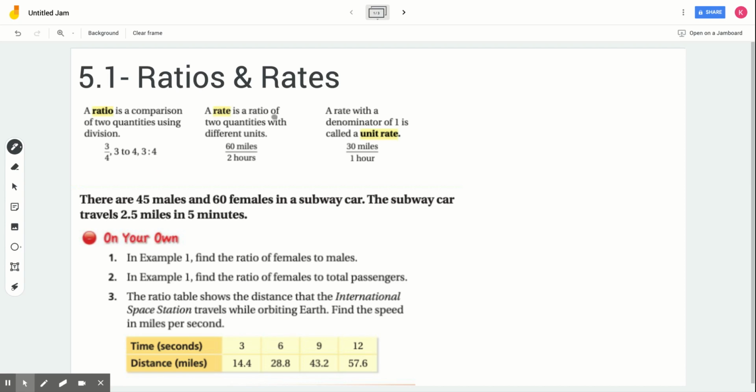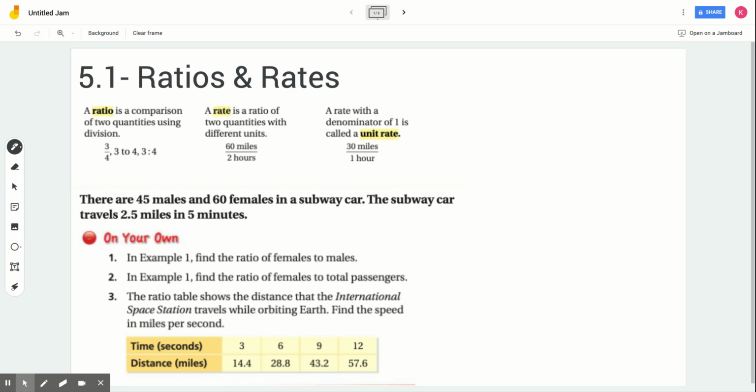A rate is a ratio of two quantities with different units. So again, comparing two different quantities, but this time they have different units. So 60 miles to 2 hours. A rate with a denominator of 1 is called a unit rate. So 30 miles to 1 hour or 30 miles per hour. That "per" or "each" tells us that it's a unit rate.